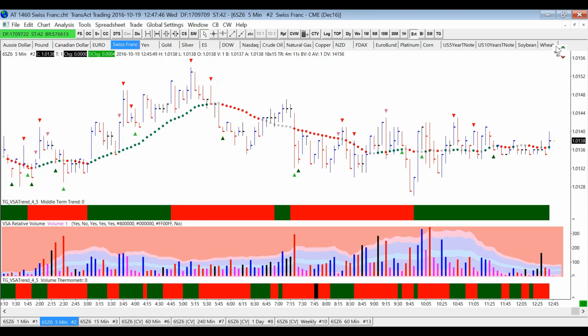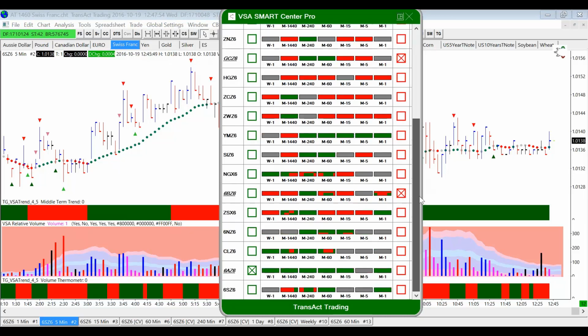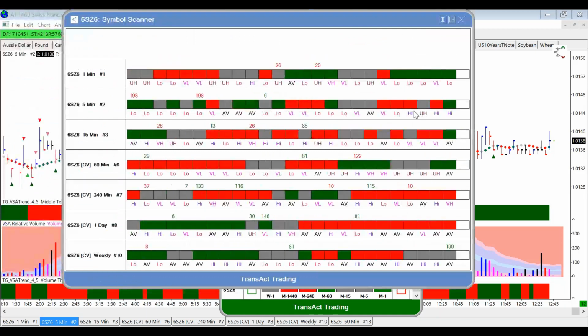All right. If we want to come up and look at what the scanner says for the 6S. Further down. Here we go. That's what I call a mess. It's green, it's red, it's grey. That is a very important thing to show you here. It says do not take a trade here. Under no circumstances will you trade that market because there's no alignment.